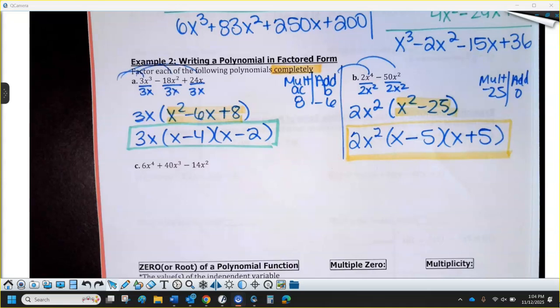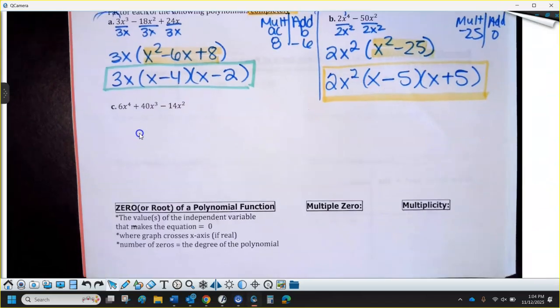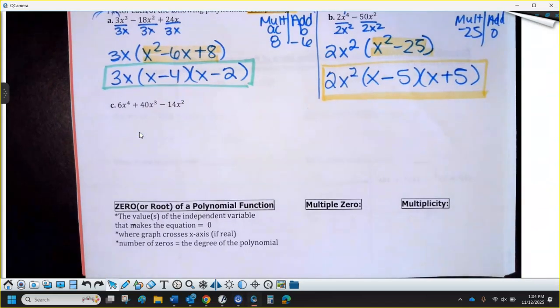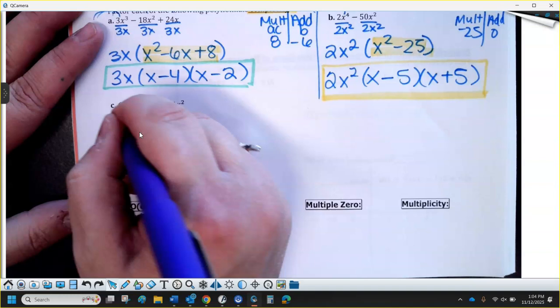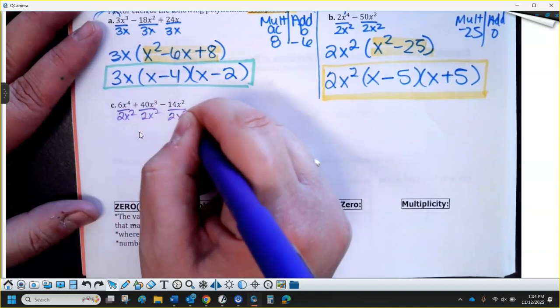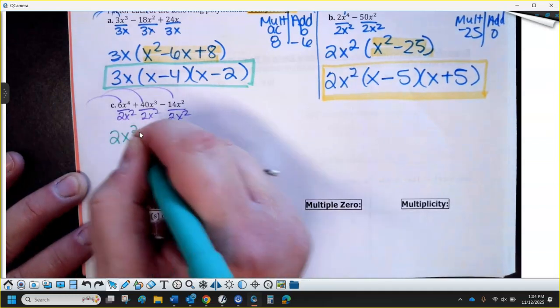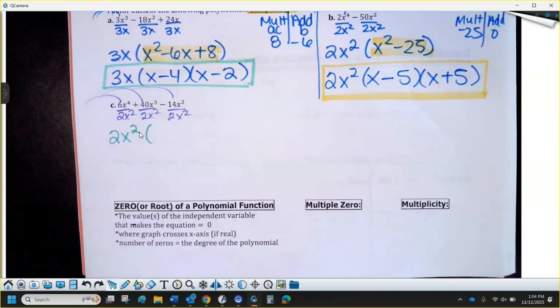All right, and I have one more. This one's probably going to be the hardest. What do 6x to the 4th, 40x cubed, and -14x squared all have in common? 2x squared, I heard somebody say. All right. Now, you don't have to write that if you don't want to, but I'm going to pull that out in front. That's just pulling out the greatest common factor. So if we take a 2x squared and divide that out of each of the terms, what would I have left?